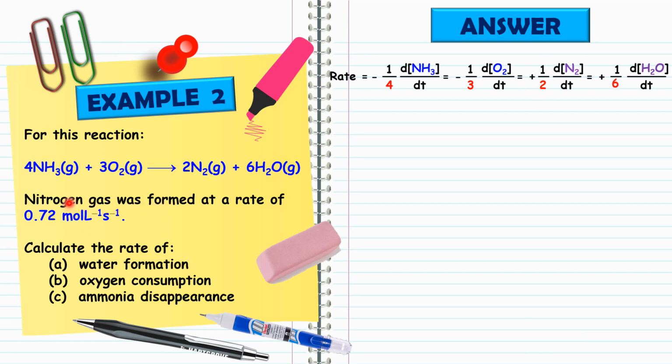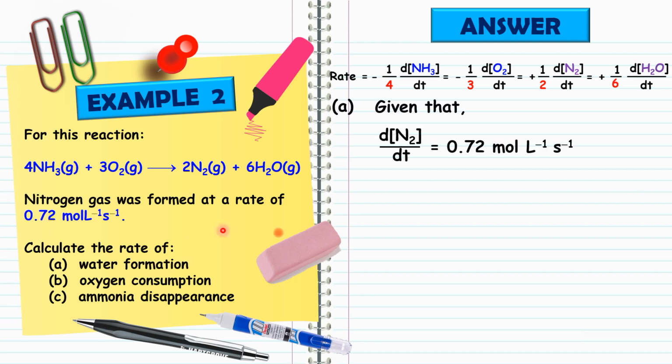In the question, it's already given the information about the rate of formation of nitrogen, which refers to 0.72. So remember, 0.72 is referring to the expression of d concentration N2 over dt, which means it does not include the value of 1 over 2, only this expression.